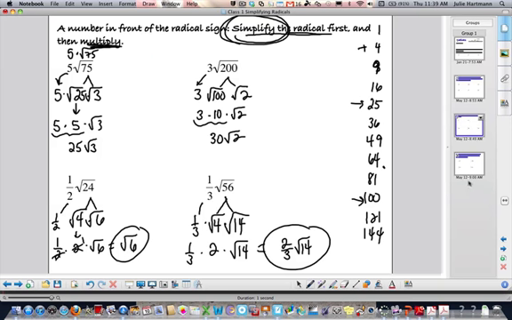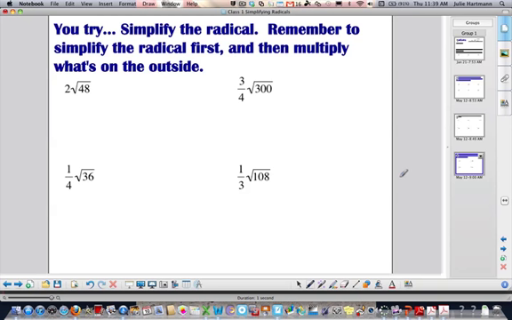Okay, and that is it. The next page is a you try. There's 4 of them for you to try. Go ahead, write them down, try them, and we'll go over them in the next class. Okay, again, don't forget to simplify first and then multiply by what's on the outside.